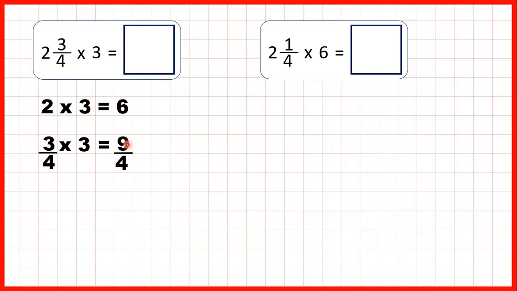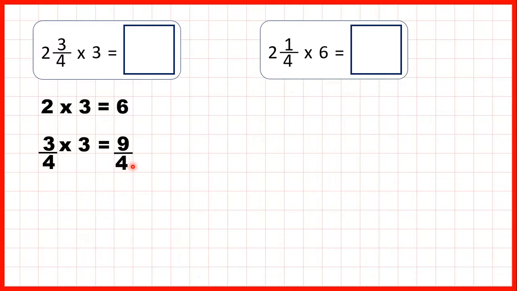So we have 9/4. But that's an improper fraction. We have a numerator which is larger than the denominator. So we can't write 6 9/4 as our answer because we can't have an improper fraction in a mixed number. We can't have a fraction where the numerator is larger than the denominator if we have a mixed number. But we can change 9/4 to a mixed number.